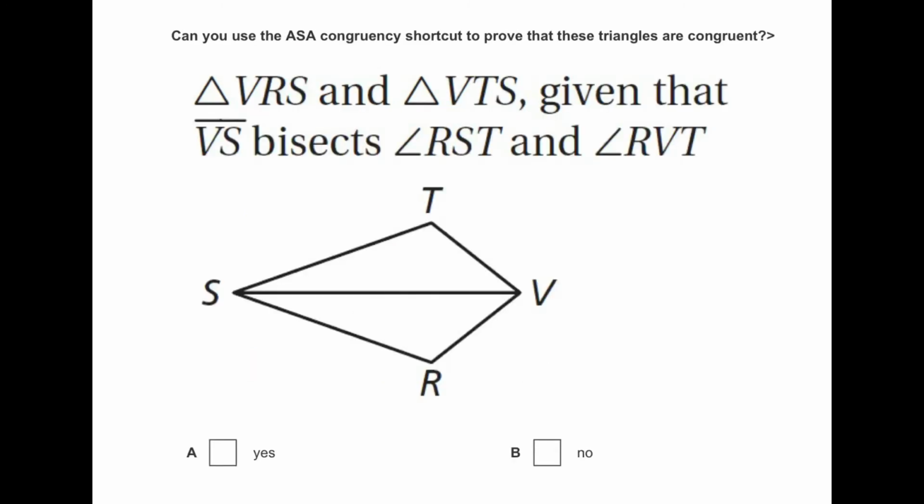They tell us here that VS bisects RST and RVT, so that tells us that these angles are equal as well as these angles. And we know that VS is equal to itself, so we have angle side angle, yes.